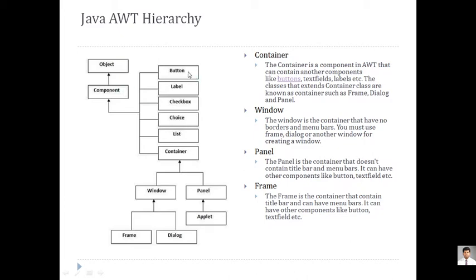Now, as far as components are concerned, these are the different types of components you will find in what we call the AWT hierarchy. There is a button, a label, checkbox, choice, list, and there is a container. Now, where you want to put these, you have to specify the container whenever you want to display these different types of components. So container is nothing but one of the classes present in Component, and we'll be using this container frequently.